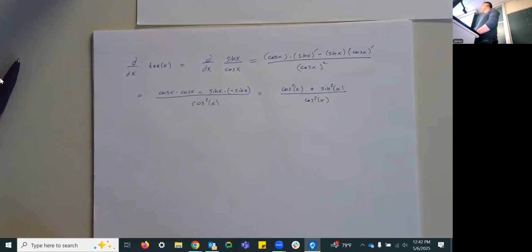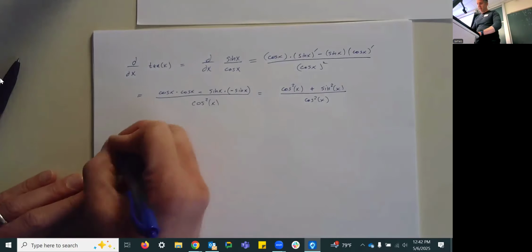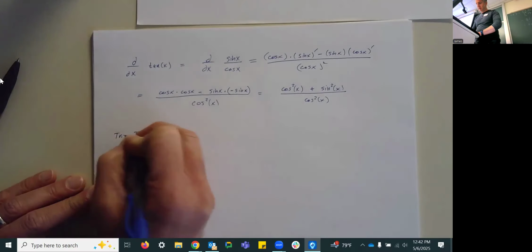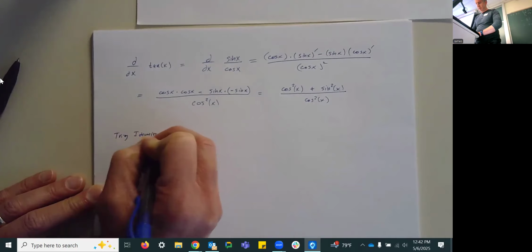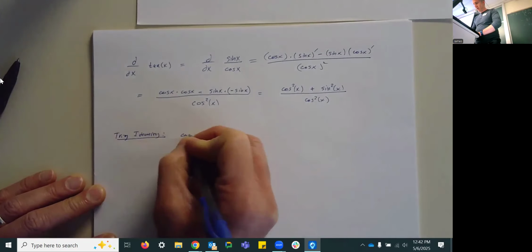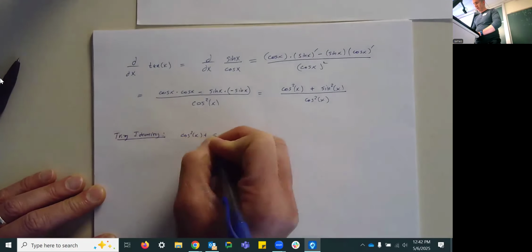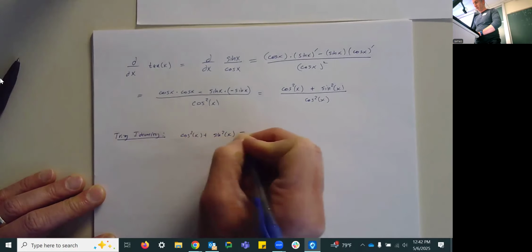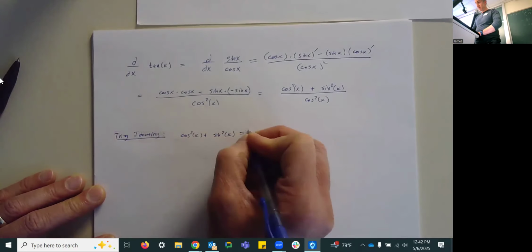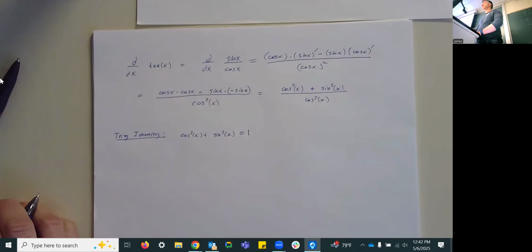And now we've reached the moment where we need the world's most famous trigonometric identity. At least in my opinion, it's the most famous one. There are others that are less famous. The most famous one, though, is the fact that cosine squared of x plus sine squared of x is always equal to 1 every time, no matter what the angles are. This comes from the unit circle.